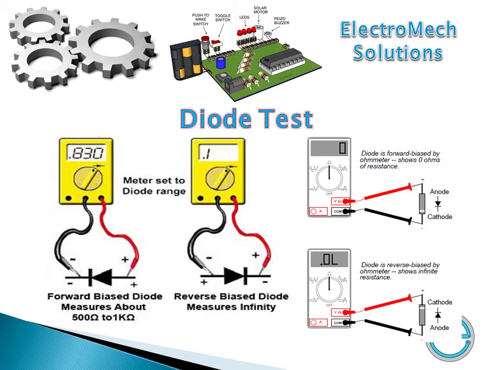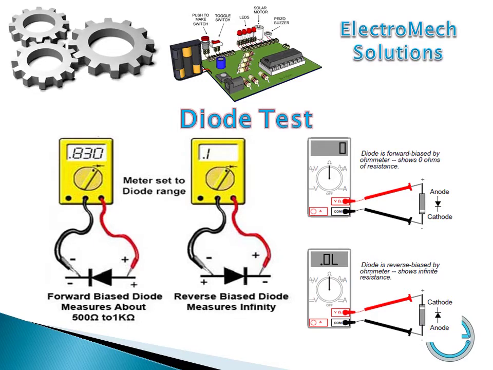And when you check in reverse bias, you need to connect the meter's black lead to the positive side of the diode and the red one to the negative side of the diode. In reverse bias, the diode measures infinity, as you can see in figure 2.